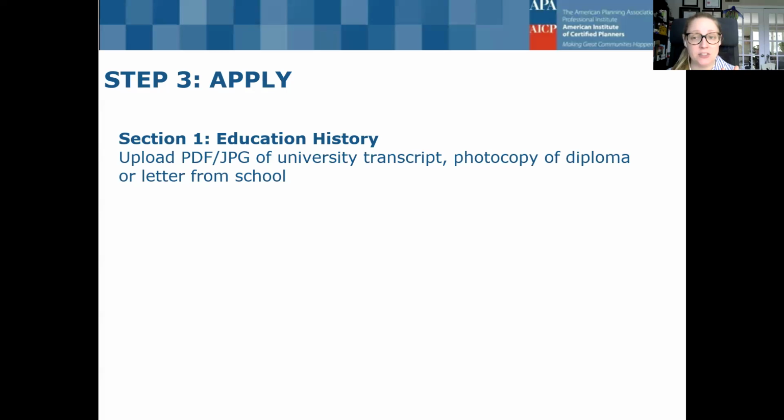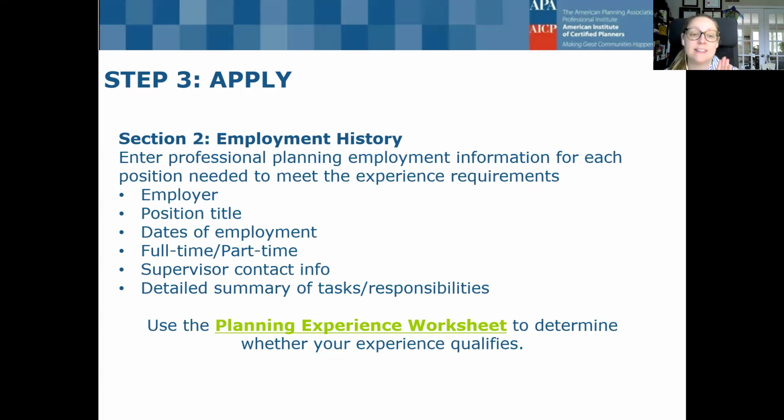So when you're doing this third step and you're applying, the first thing that you do is provide your education history, because that's part of it, right? You have to have your education component and you have to have your professional development component. So you have to upload some type of transcript or diploma copy that you graduated with whatever degree from whatever school. So that's step number 1 in this. And then you have to fill out your employment history, which is the second part, right? So again, you need your education and then you need your professional experience. Your employment history, you can see some of the things that you're going to need to input.